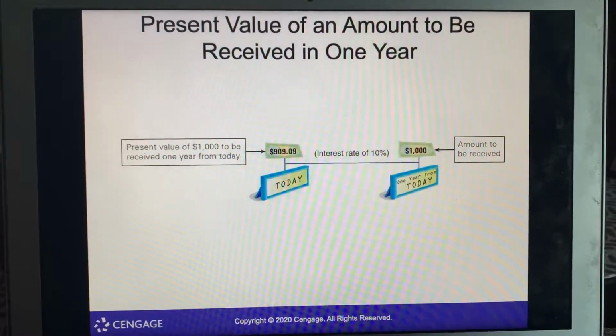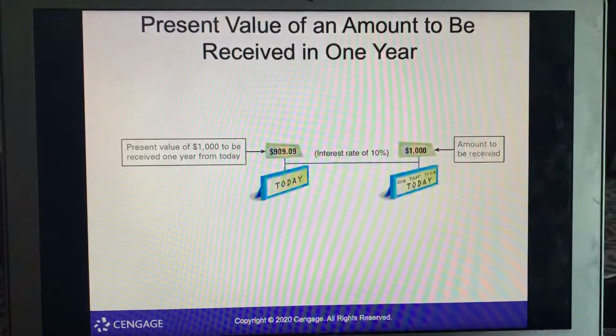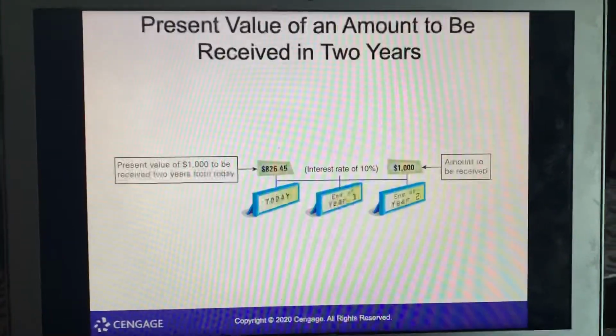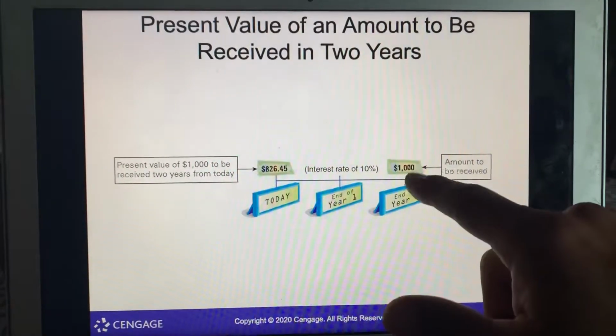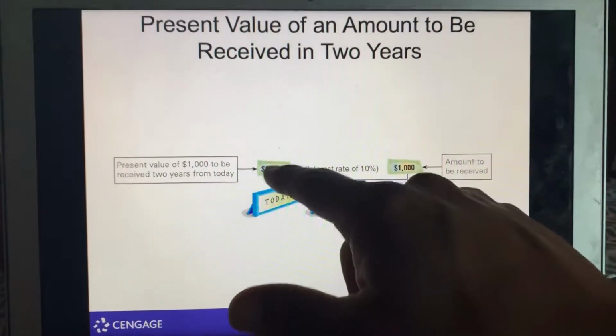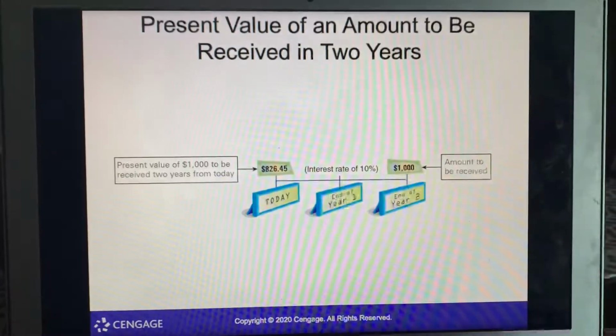If you're going to receive $1,000 in 1 year, the present value is $909.09, and that's at an interest rate of 10%. So you'll look at and adjust the interest rates as well. In 2 years at 10%, if you want to pay back $1,000, this is how much you'll have to invest at 10%.